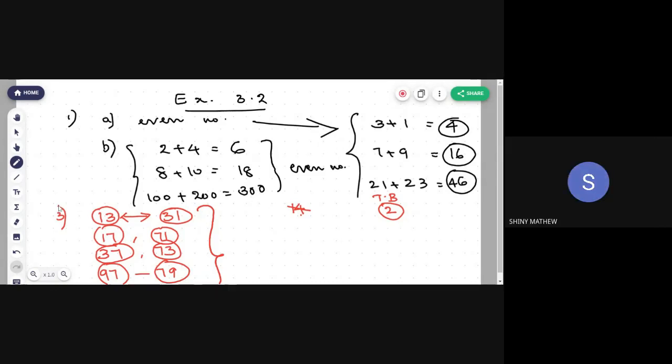Then it is main question number 3. You can copy the question from your textbook to your notebook. Not now. Now you write the answers.